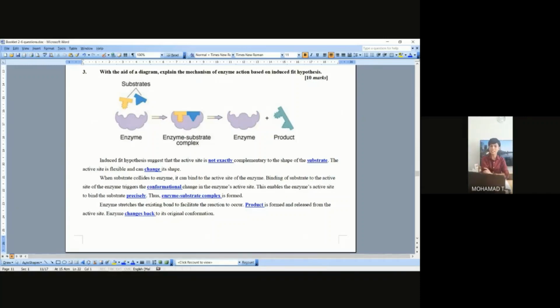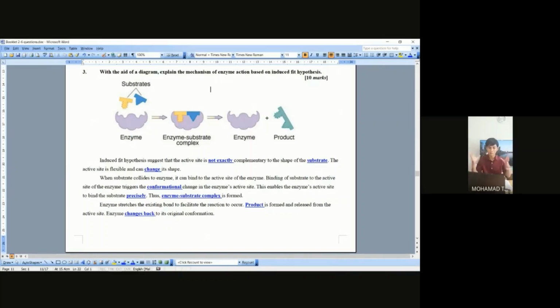Induced-fit hypothesis suggests that the active site is not exactly complementary to the shape of the substrate. The active site is flexible and can change its shape. When the substrate collides with the enzyme, it can bind to the enzyme active site. Binding of the substrate to the active site triggers a conformational change in the enzyme's active site. Typical, something simple that we have already learned. This enables the enzyme active site to bind the substrate precisely. Thus, the enzyme substrate complex is formed.